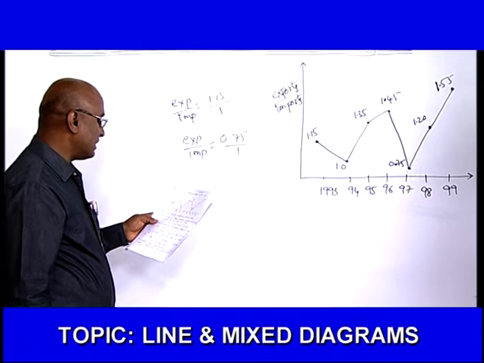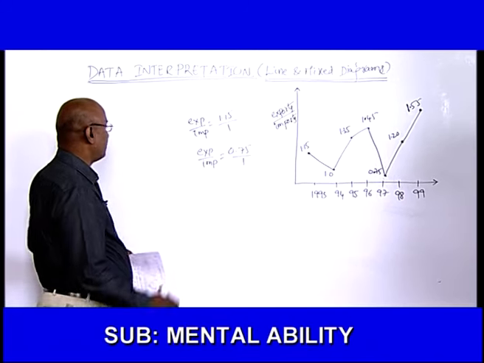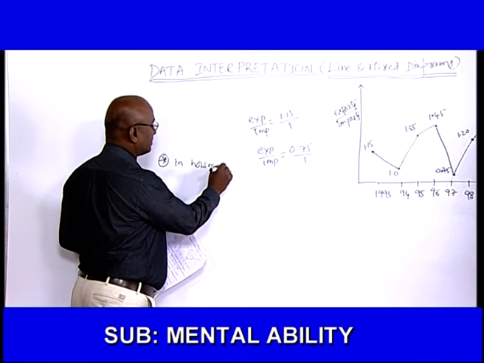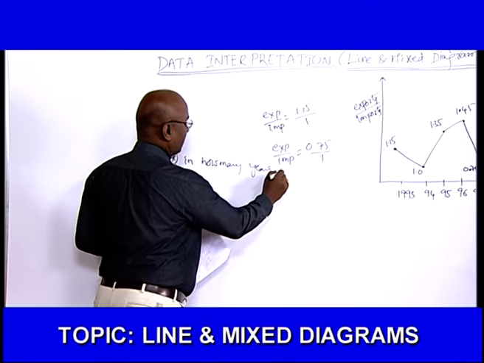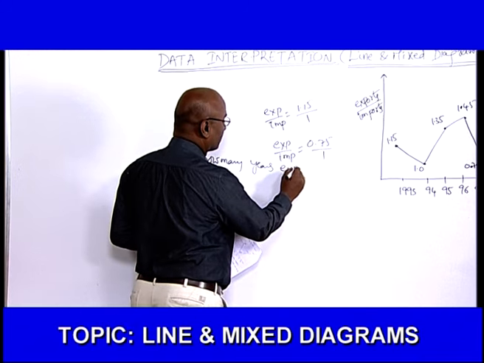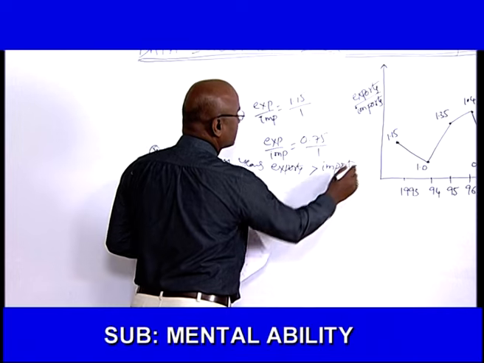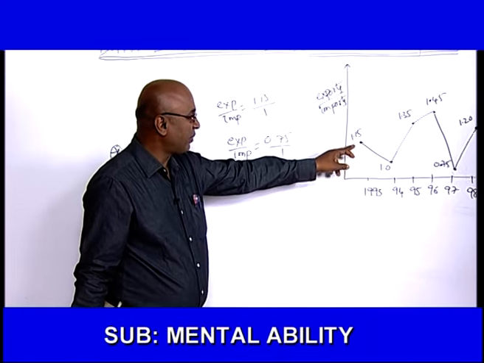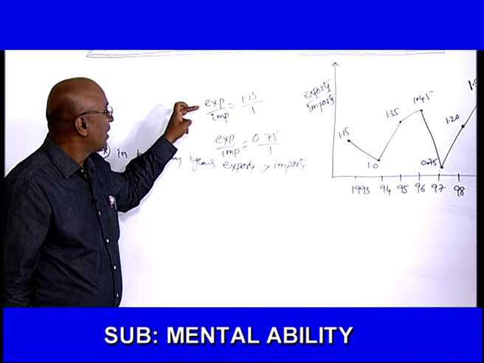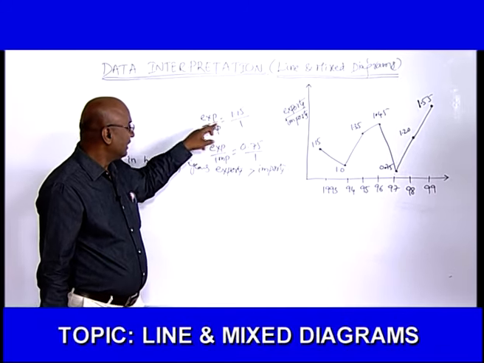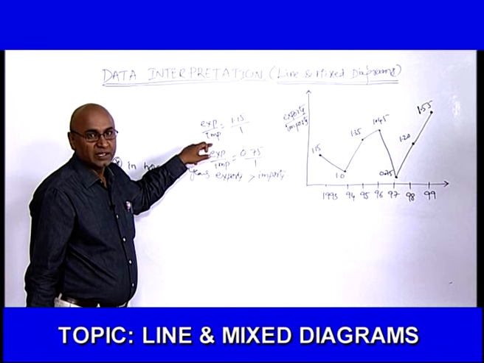In how many years exports are more than the imports? The question is, in how many years exports are greater than the imports? See, in the year 1993, 1.15, we see that when the ratio of exports to imports is more than 1, then exports are greater than imports.